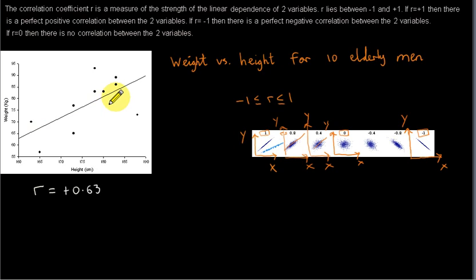So to get back to this data set, we have a positive correlation, plus 0.63, but it's not a strong positive correlation. In general, we see that as the height of an elderly man in this data set increases, his weight increases. That's given by the slope of this line. If we increase the height by 1 centimeter, then this change here is positive. But it's not a very strong correlation between weight and height.